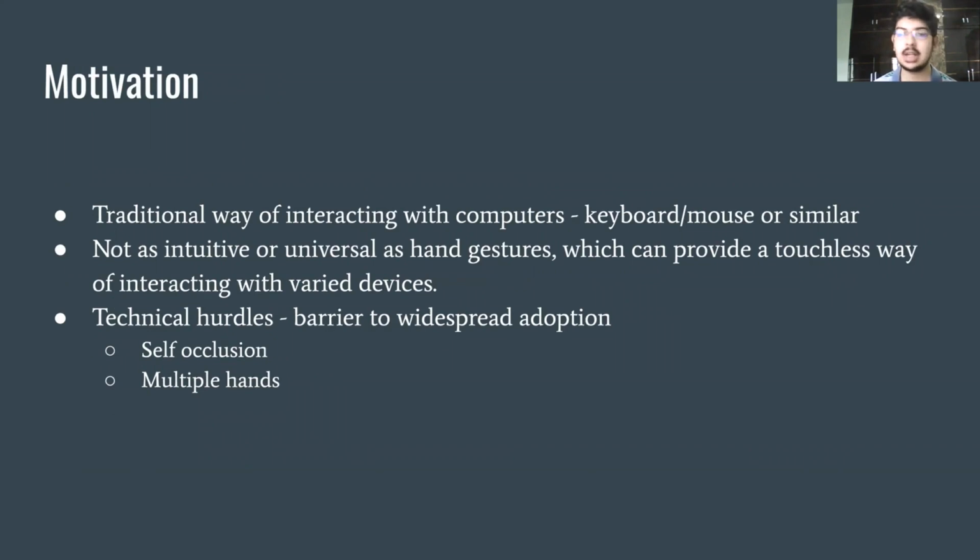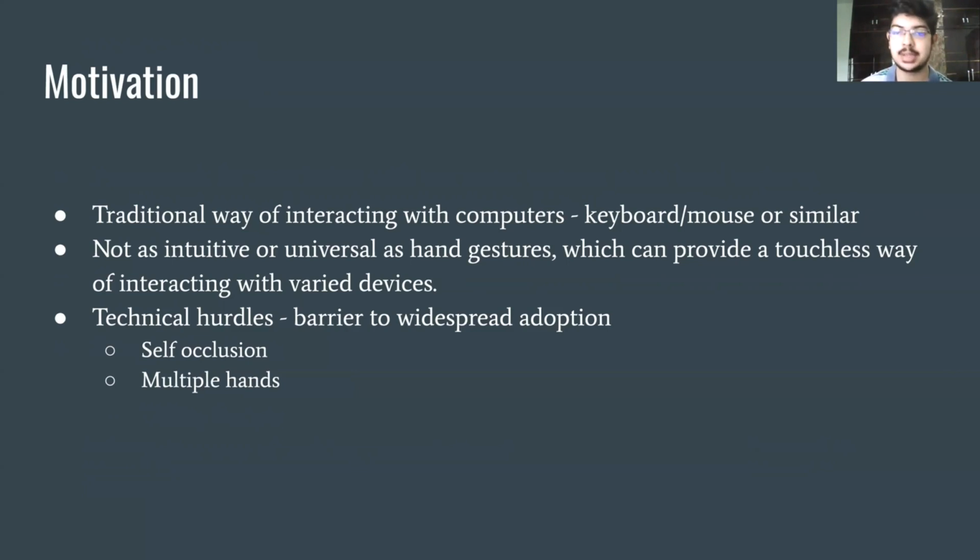What is our motivation? The traditional way of interacting with computers is through keyboard, mouse, or similar hardware devices. These devices are not as intuitive or as universal as hand gestures, which can provide a touchless way of interacting with these devices. The main barrier to widespread adoption has been the technical hurdles. There is the problem of self-occlusion, which means that the hand contorts on itself, making it hard to recognize that it's an actual hand.